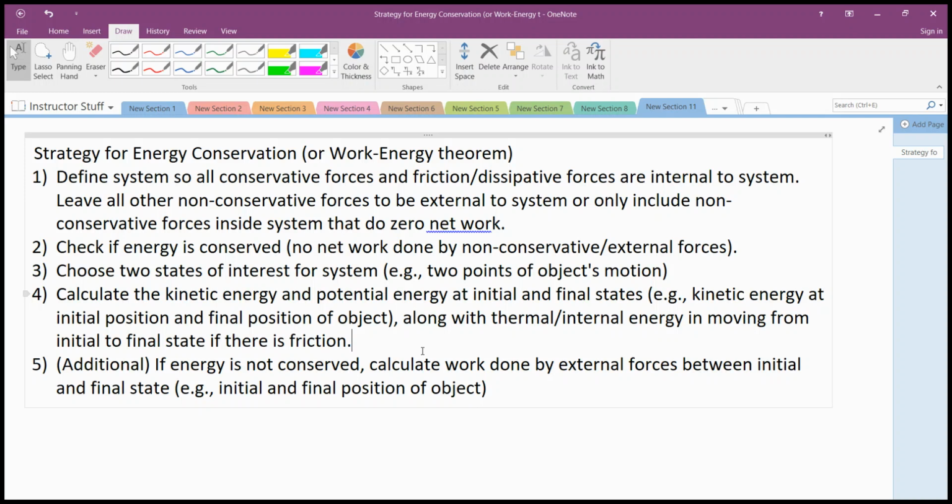This is a step you only need to do if energy is not conserved, because the way we define our system, only external forces will have a work term. So you'll calculate the work done by external forces only in the case when energy is not conserved, because if energy is conserved, there is no net work done by external forces. Finally, once you have calculated all the terms for your equation, whether you're using energy conservation or the work-energy theorem, place all the quantities into the equation, and then solve for whatever you are looking for.